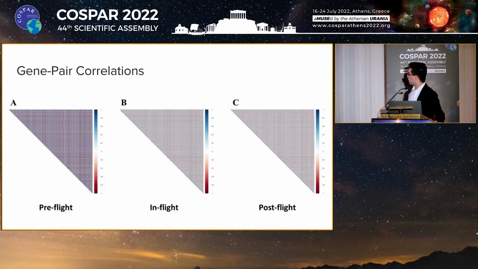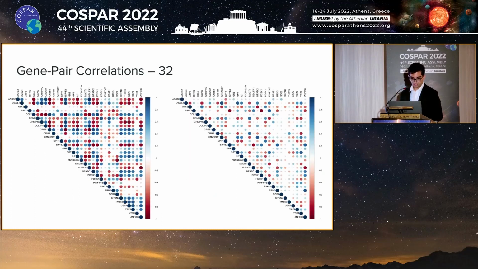Now, obviously, 20,000 genes is a lot, and it's too many correlations to analyze effectively, so we introduced a differential expression and correlation cutoff, and that gave us a list of 32 genes that are the most differentially expressed and also have the highest change in correlation. So these are those 32 genes.